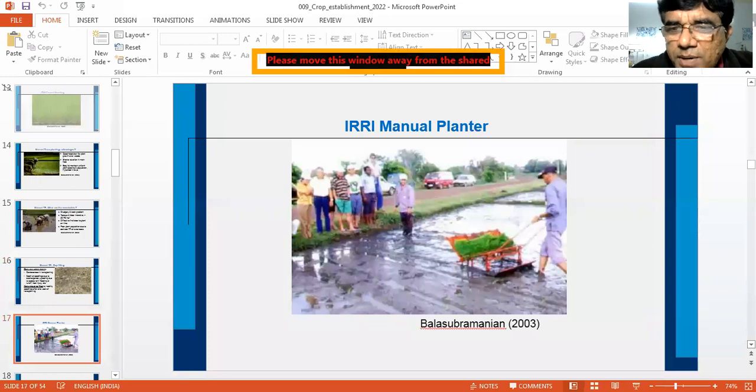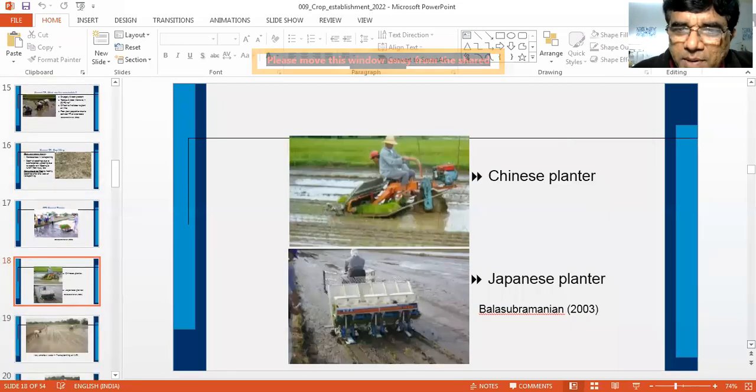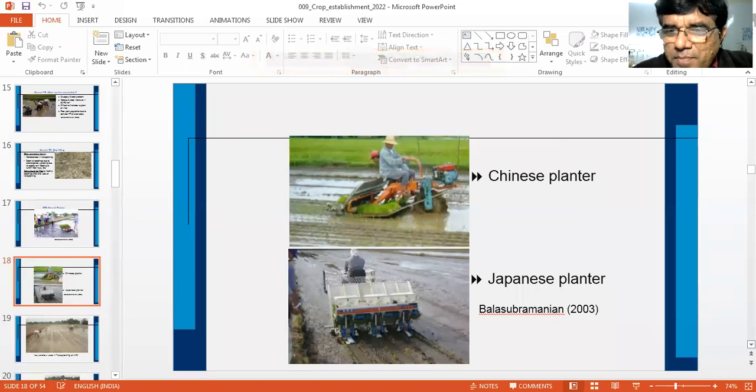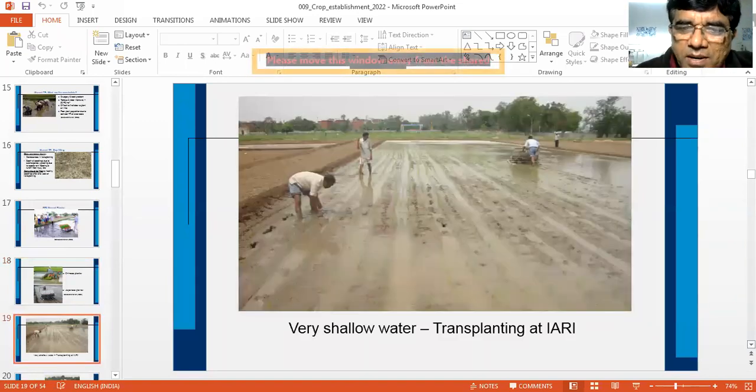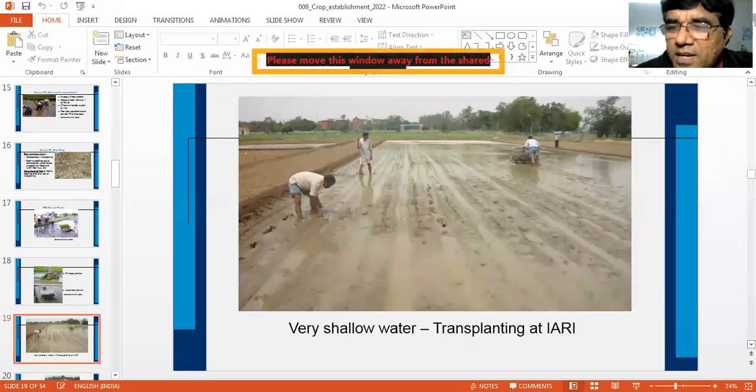Now, this is a transplanter, a manual transplanter. You can see by machine, you can transplant the rice. This is a Chinese planter. You can see the Japanese planter is a more advanced version. And you can see a variety of transplanters are available. Very shallow water, thin water. When you go for machine transplanting, you should keep a very thin layer of water on the field.